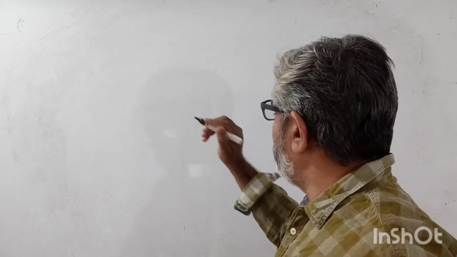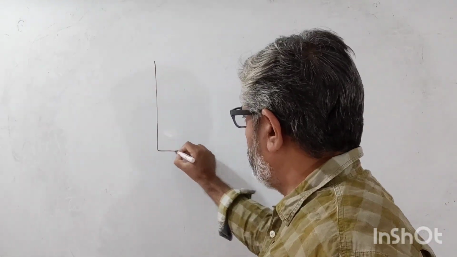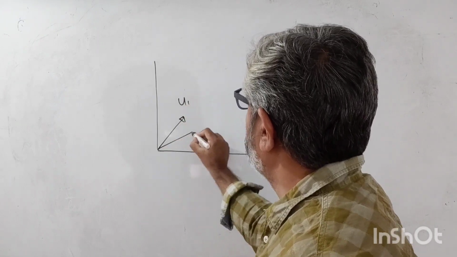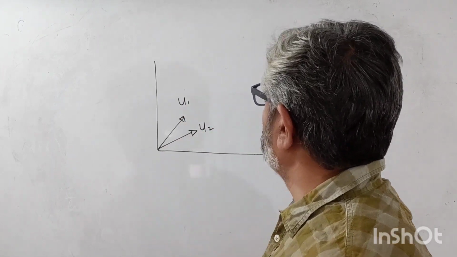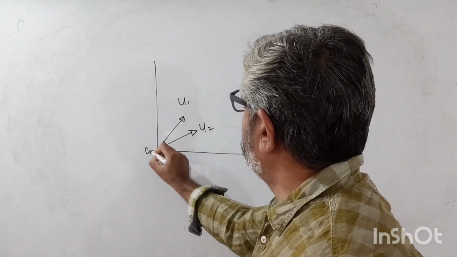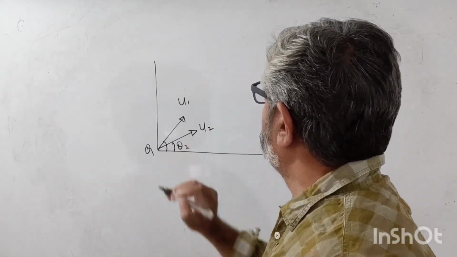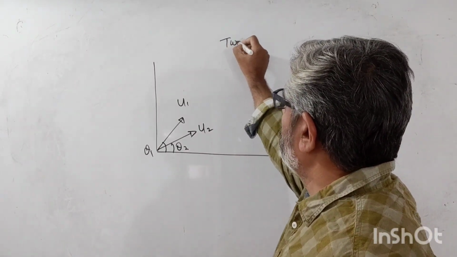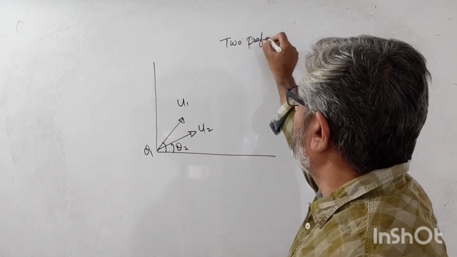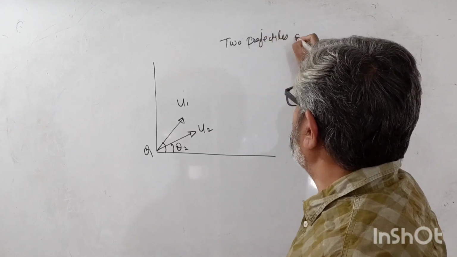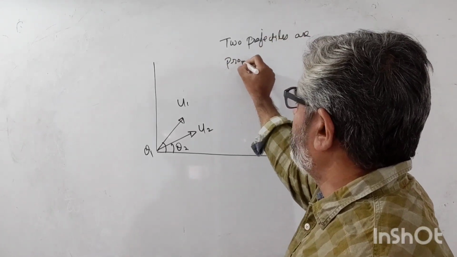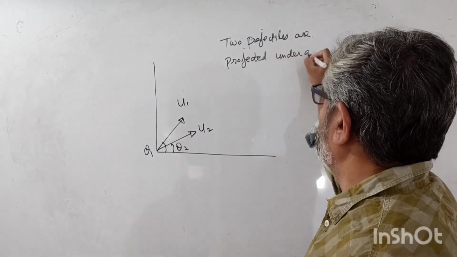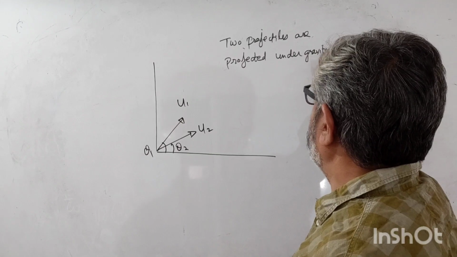So the problem is like this. This is projectile number 1 and this is projectile number 2. This angle is theta 1, this angle is theta 2. So there are two projectiles. The question says, you can note it down, two projectiles are projected under gravity as shown in figure.